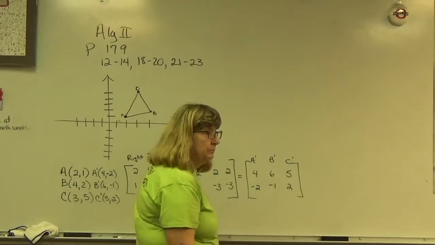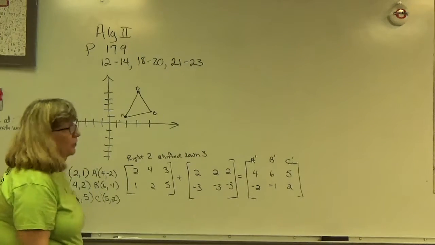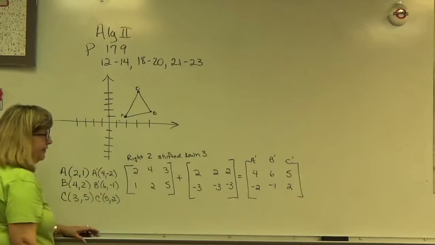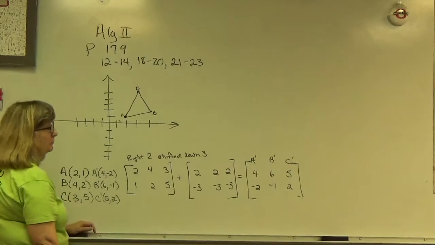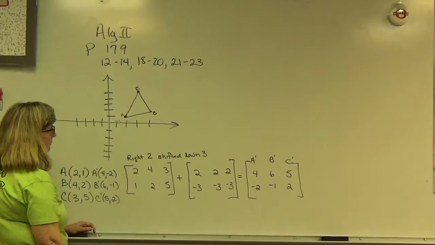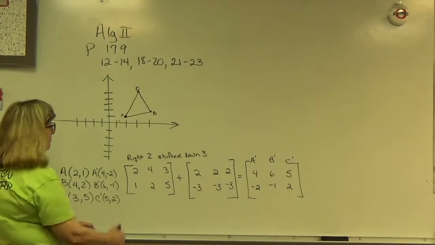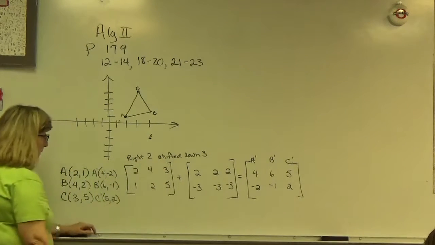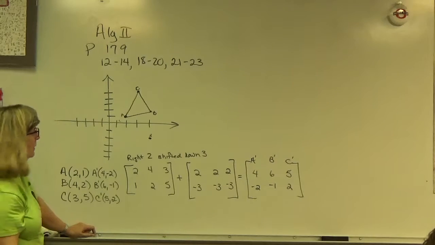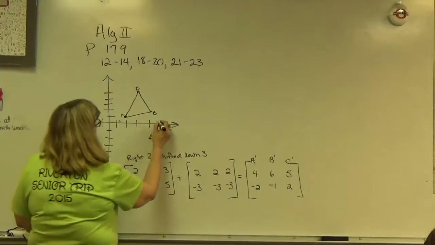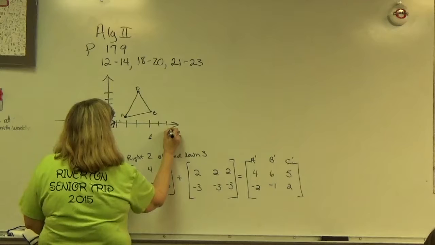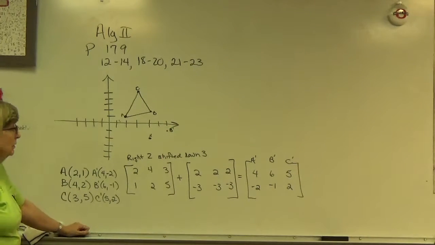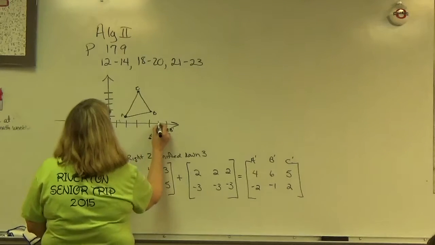What if it has 3 rows? We aren't going to have one, that'd be 3-dimensional. Okay, so where is 4, -2 located? Right 4, down 2. Then where's 6, -1 located? Right 6, down 1. And the last one, where's 5, 2 located? Right 5, up 2.